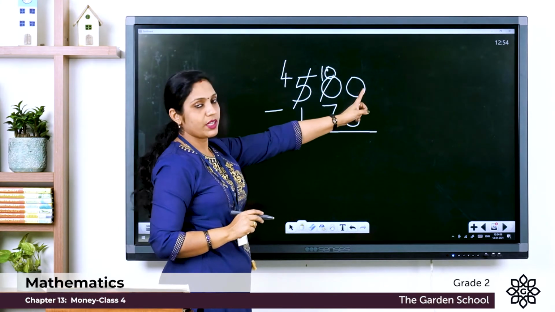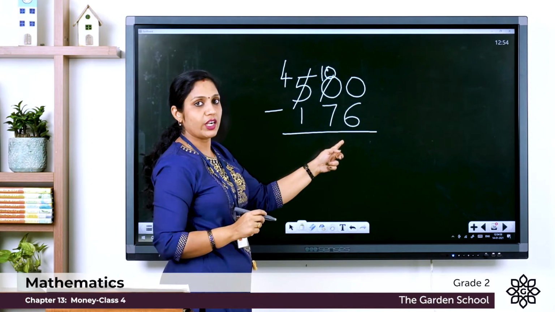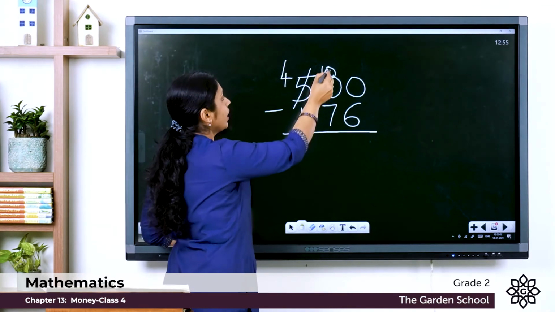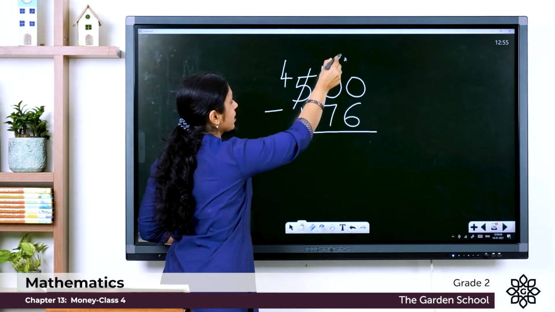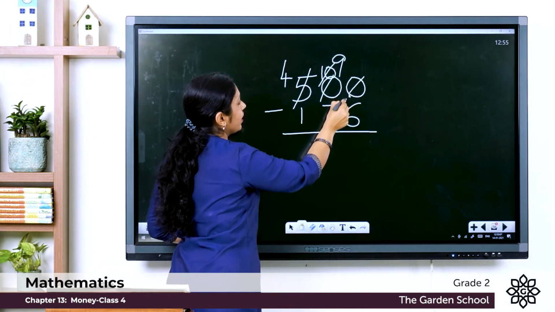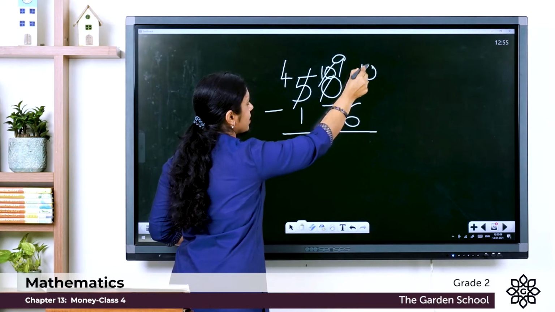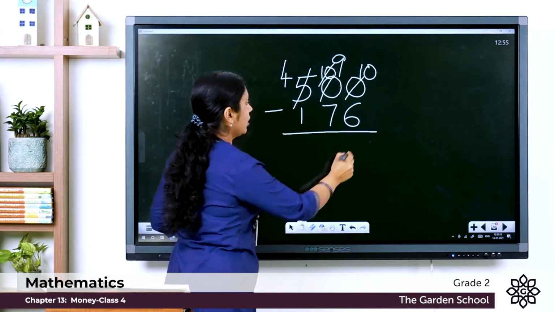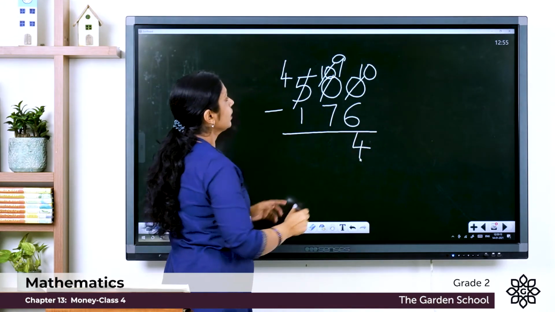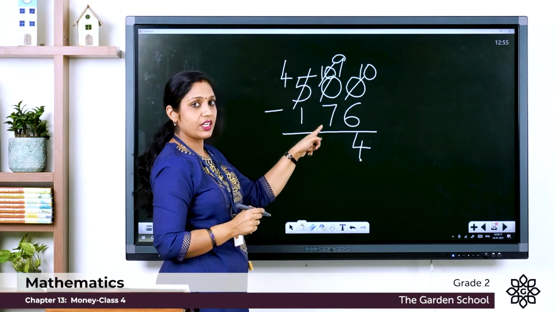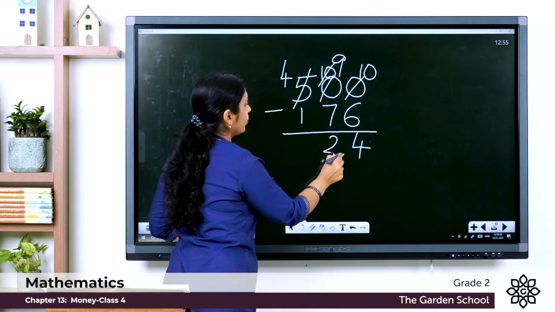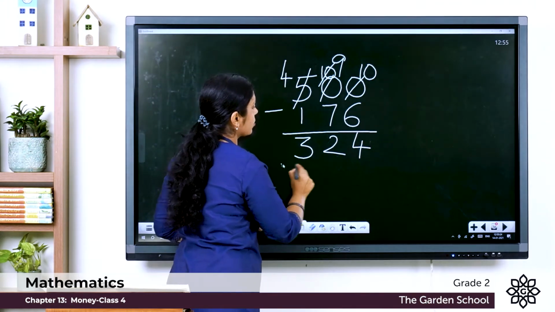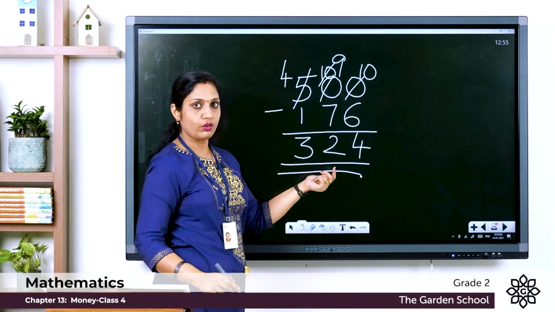Again in the ones place we have 0 minus 6. So we are not able to borrow. But in the tens place we have 10. So we'll borrow it from there. Now this 10 becomes 9 and here in the ones place it becomes 10. So 10 minus 6 is 4. 9 minus 7 is 2. And 4 minus 1 is 3. So the shopkeeper has to return you 324 rupees.